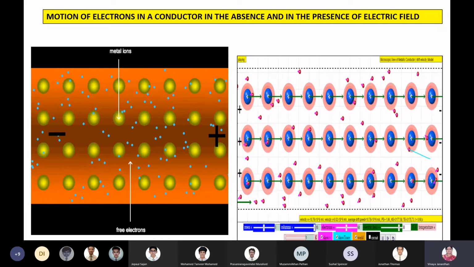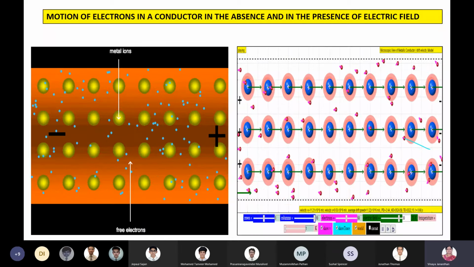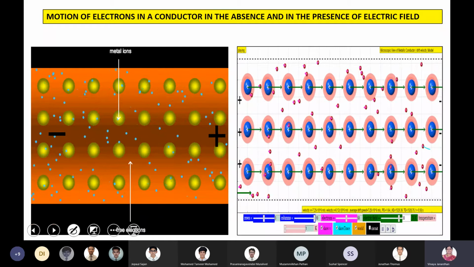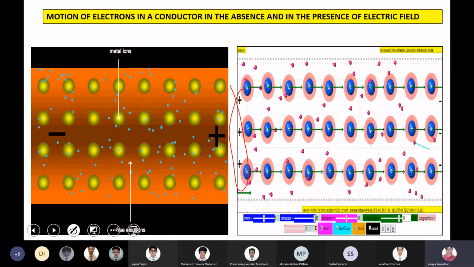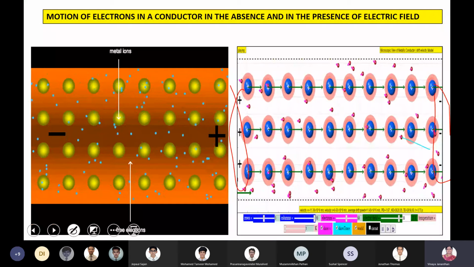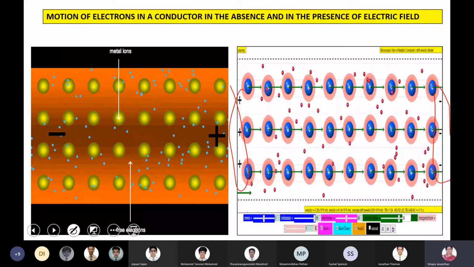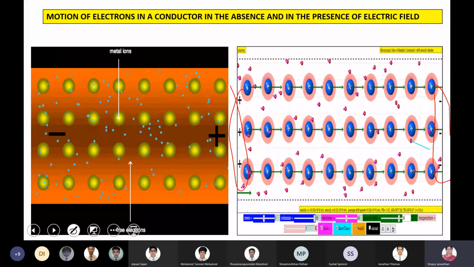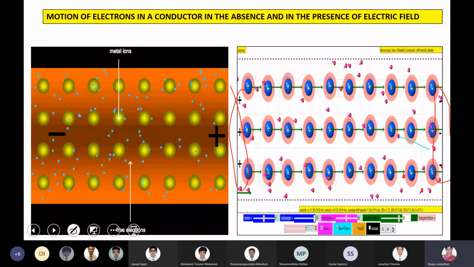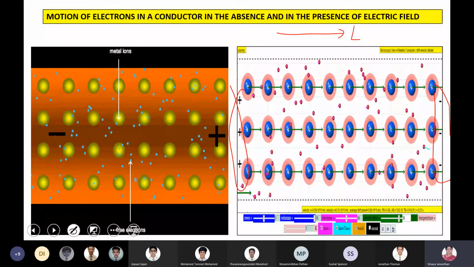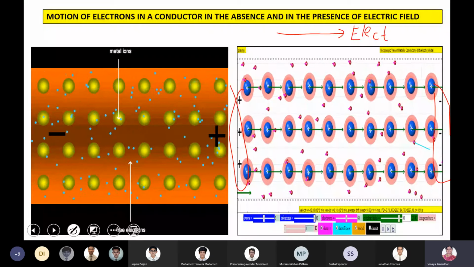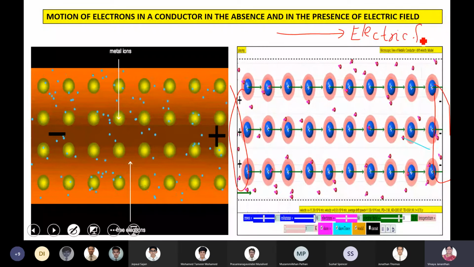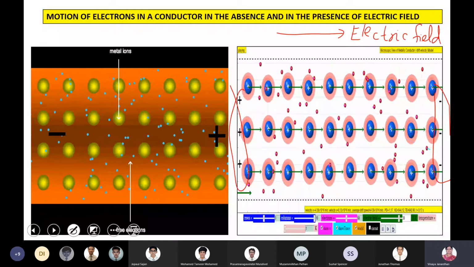Now, what happens when you are connecting this conductor to a power supply? The moment you connect your conductor to a power supply, you can see this end is positive, this end is negative. So one end of the conductor is connected to the positive terminal of your battery, other end is connected to the negative terminal. Immediately there will be an electric field applied, right? So there exists an electric field across the conductor.